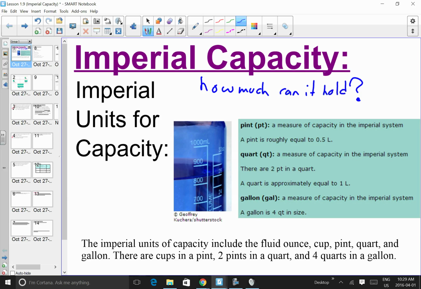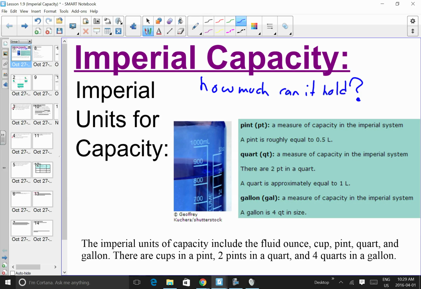Another example could be my coffee cup. My coffee cup holds coffee. However, its volume would be how much glass or plastic make up that cup.